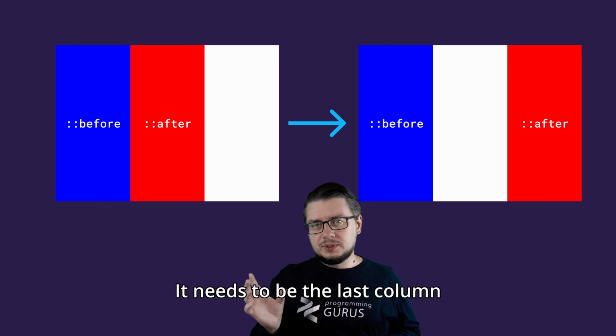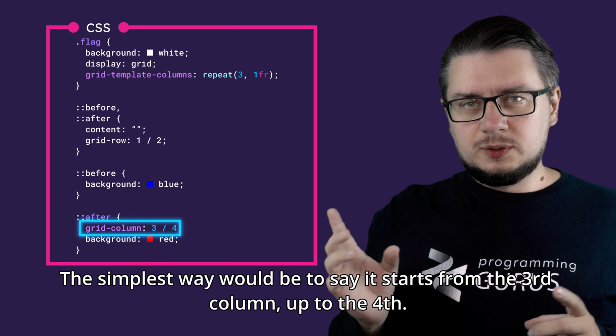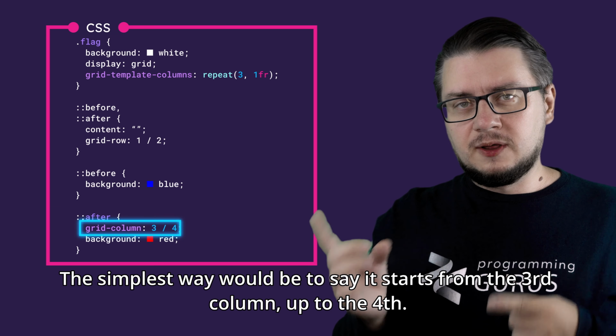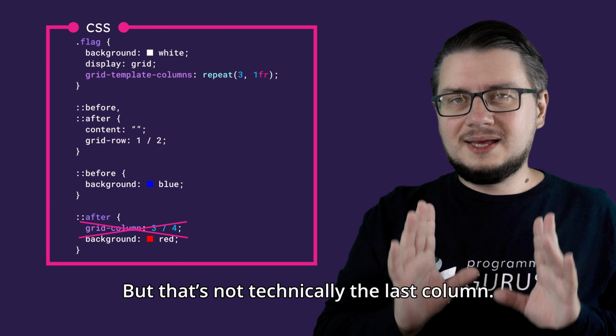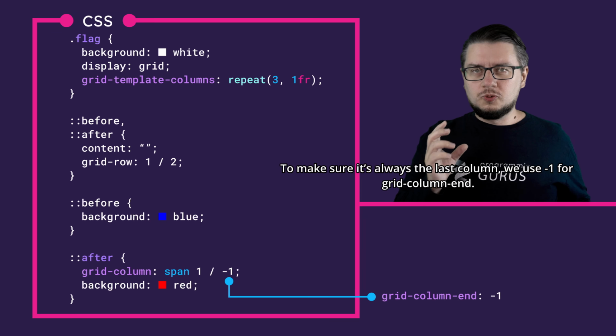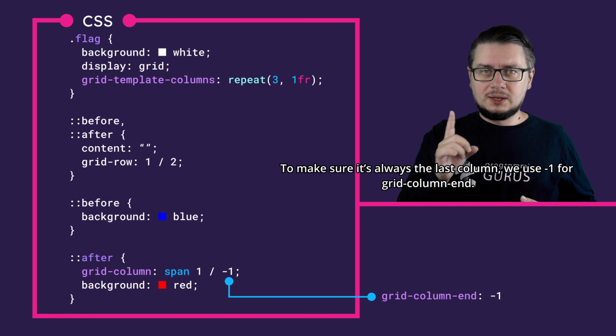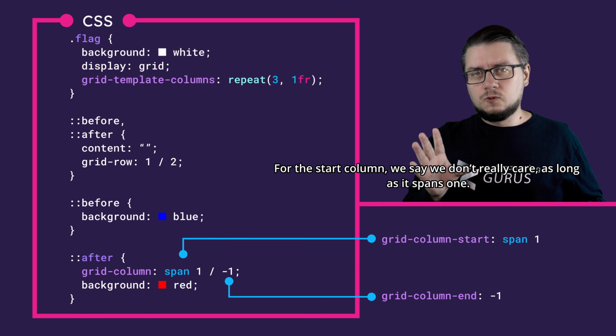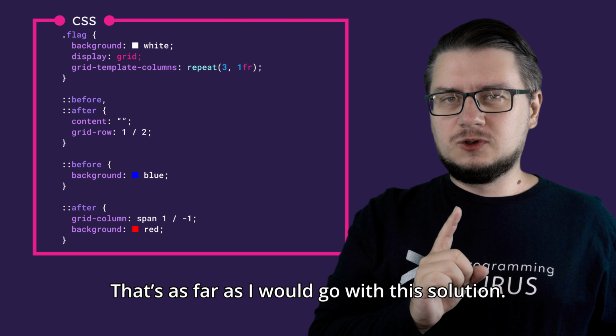It actually needs to be the last column. The simplest way would be to say it starts from the 3rd column up to the 4th, but that is not technically the last column. To make sure it's always on the last column, we would use -1 for the grid column end. For the start column, we say we don't really care as long it spans 1. That's as far as I would go with this solution.